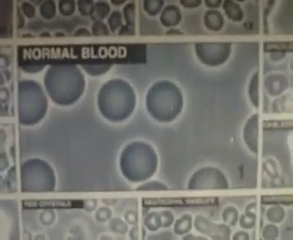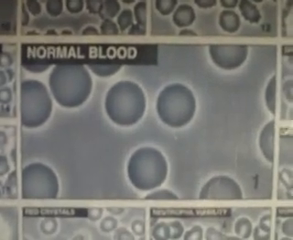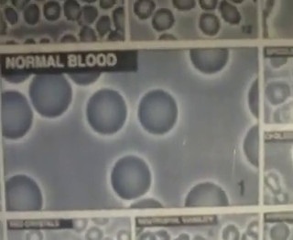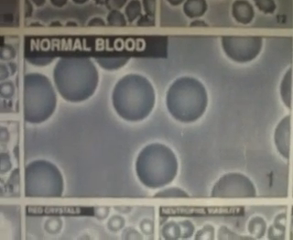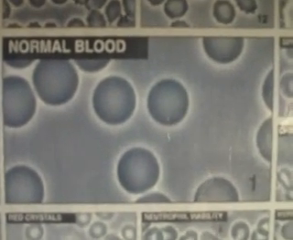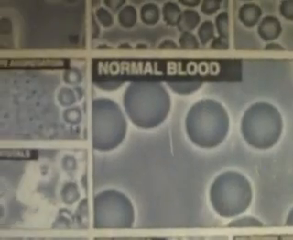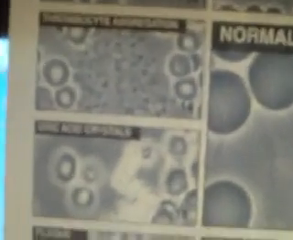Again, here we've got normal blood in the center, individual, separate, round, all the same size, no bumps, no clumps, no stacking. Generally, when you see blood this good, congratulate them, shake their hand, and ask them what they do. What's your secret? Up here we've got thrombocyte aggregation.